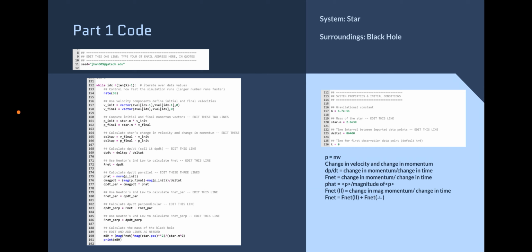In part 1, the system we focused on was the star orbiting the black hole. The black hole acted as surroundings, providing the gravitational force. We used the relation p equals mv and tracked how the star's momentum changed over time. By finding dp over dt, we determined the net force and then solved for the mass of the black hole using Newton's gravitational formula, F equals G times m1 times m2 over r squared.